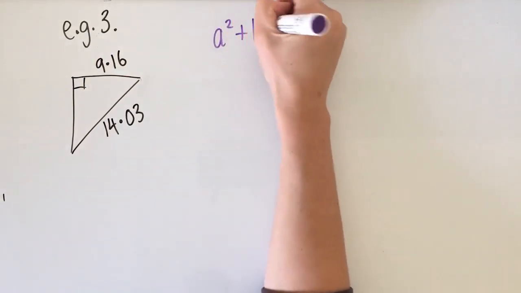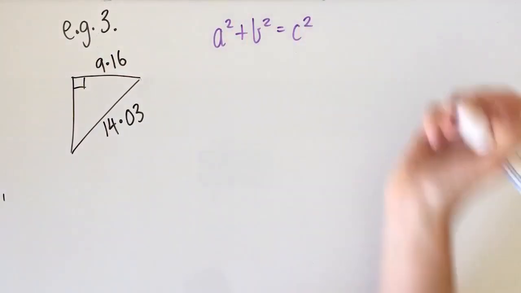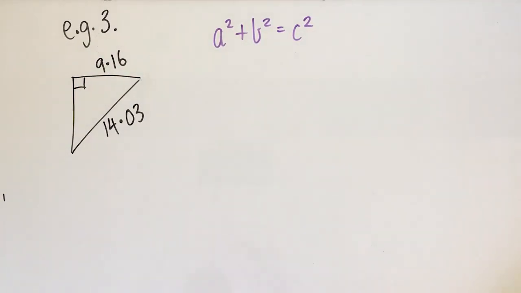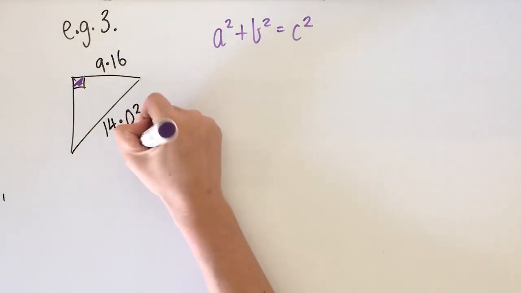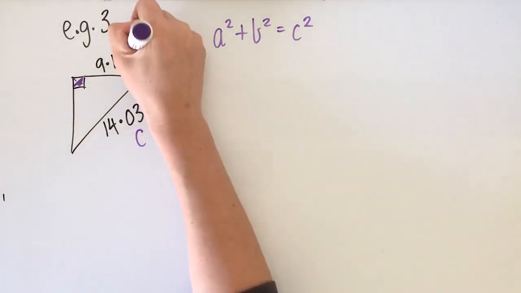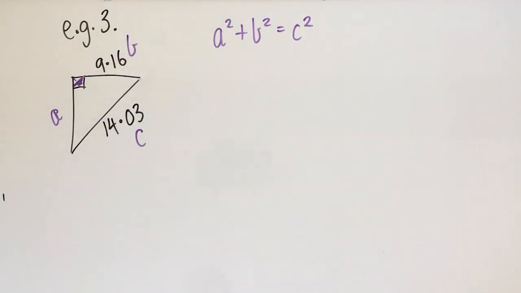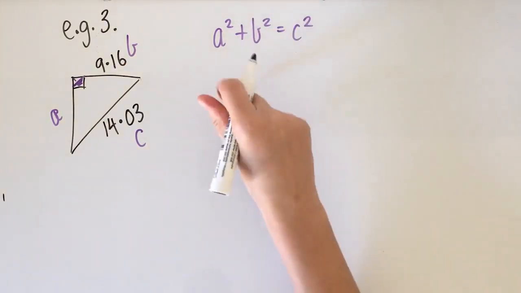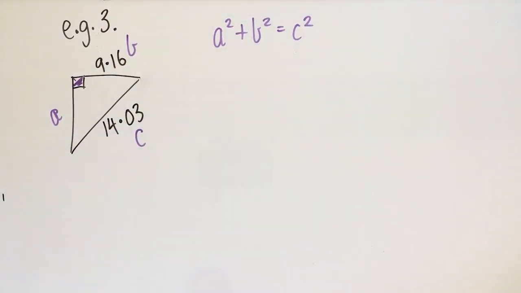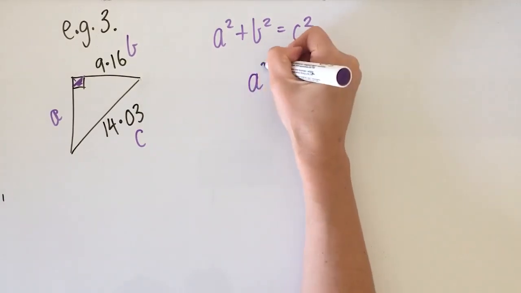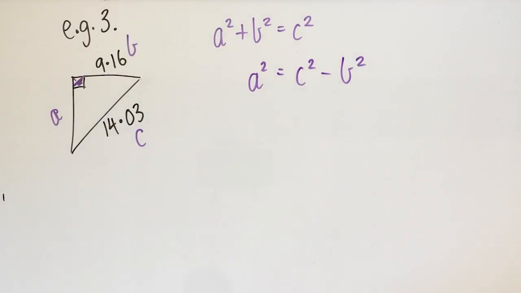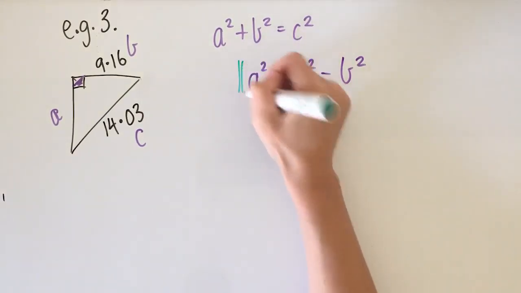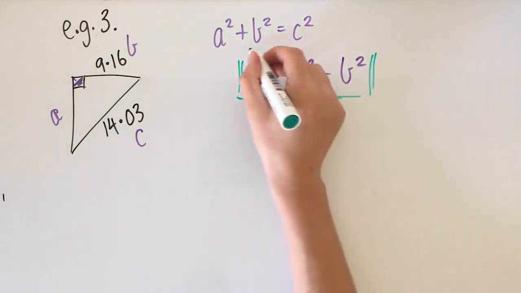Step 1, write out the formula. Step 2, label the sides. This is opposite the right angle, so it has to be C, which means we're going to make one of these B and one of these A, remembering the short sides are interchangeable. It does not matter. We're trying to find A, so I need to make A the subject of my formula: A squared equals C squared minus B squared. Remembering, if we're trying to find a short side, we need to do a subtraction.